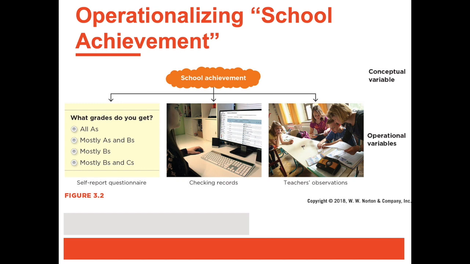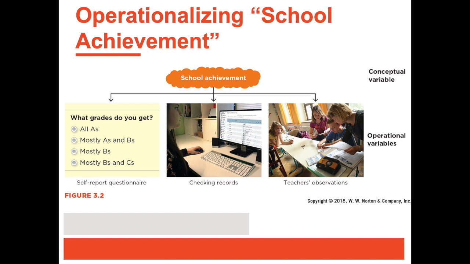So in the book, it talks about operationalizing school achievement. You may not have given this a whole lot of thought before, but understanding what school achievement is can actually be very complex. So the conceptual variable itself is just school achievement. How are students doing in school? But you can operationalize this in a number of ways. One would be, what grades do they get? And that could just be a self-report questionnaire. So you just ask them, what grades are you getting? You could actually go in and check records. You could see what grades they actually get. So those are 2 different types. Even though they're both looking at their grades, they're 2 different ways of looking at grades.